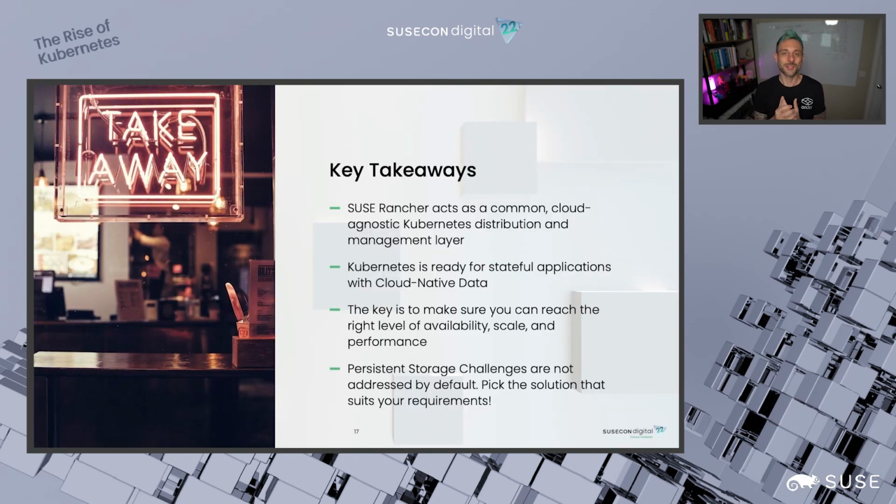That concludes our session for today. I hope you enjoyed it and that you learned something. Before leaving, just a couple of key takeaways for today. We've seen that SUSE Rancher acts as a common cloud-agnostic Kubernetes distribution and management layer that dramatically simplifies Kubernetes management and operations. And we also saw that Kubernetes is ready to run your mission-critical stateful applications with cloud-native data, provided that you can reach the right level of availability, scale, and performance. And finally, persistent storage challenges are not addressed by default. This is an area where you really need to pick the right solution that suits your requirements.